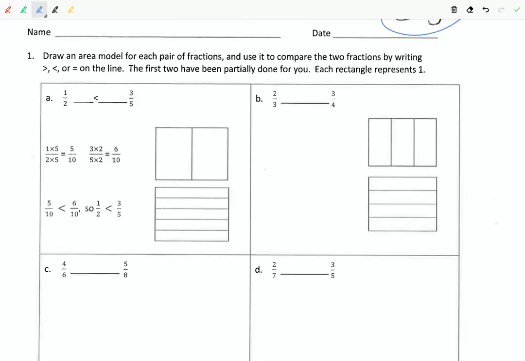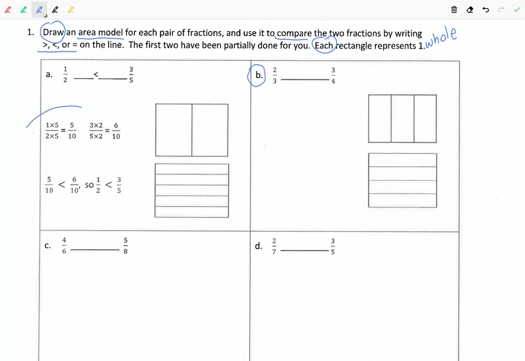Okay, so number 1 says draw an area model for each pair of fractions and use it to compare the two fractions by writing greater than, less than, or equal to on the line. The first two have been partially done for you. And then it says here that each rectangle represents one whole. Okay, so I am going to go on to 1B, okay?